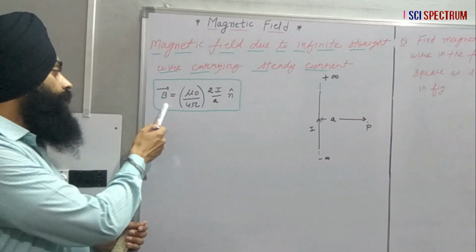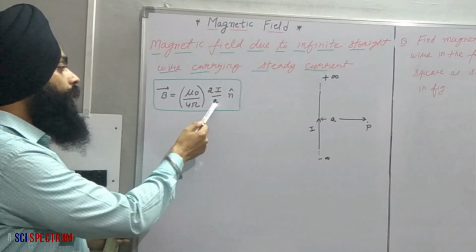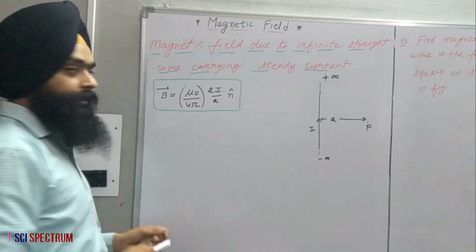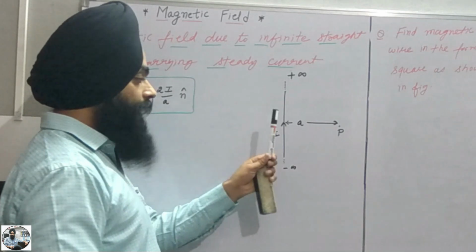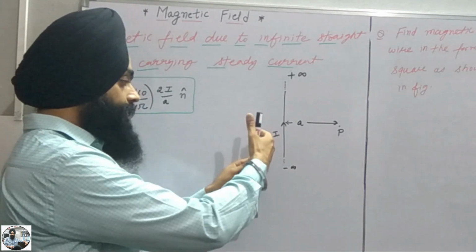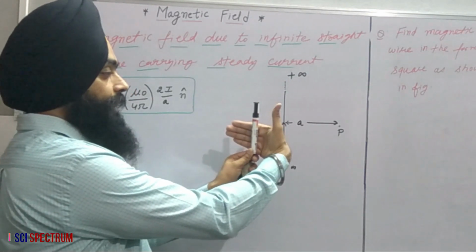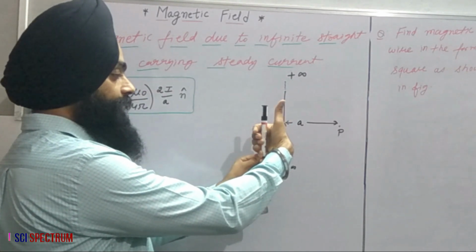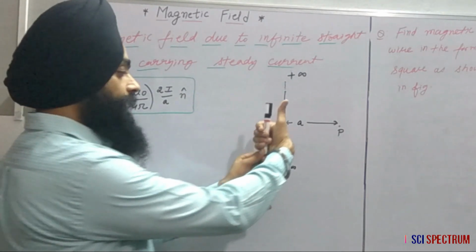If we apply the Biot-Savart law, the value comes out to be B equal to mu naught upon 4 pi, 2I upon a, into n cap. Here n cap is the direction of the magnetic field B, which is given by the right hand screw rule. If I hold the wire straight in the right hand like this, the thumb gives the direction of current, and coiling the fingers towards the wire, my fingers give the direction of the magnetic field.